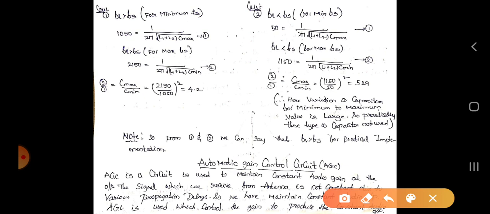So what we want is a constant audio output. So we have to use automatic gain control, which will provide constant intensity levels, that is a constant audio output at the receiving end. So that's why we are using automatic gain control. I will explain with an example how this automatic gain control will work.